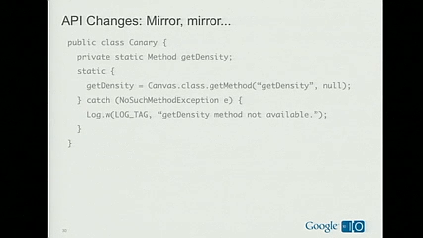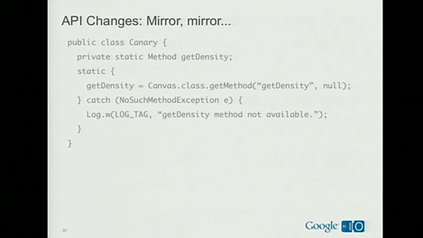So this time, all the action is going to focus on my canary class. So I've got my canary, and as I said before, there are a couple different ways to do the detection phase, and I'm using a different one here. So I have my private member, which is now a method, the actual method type in Java. And then I'm using a static initializer block. So the static initializer block is going to run when the class is first loaded into memory. And in this case, what I'm doing is calling getDensity.